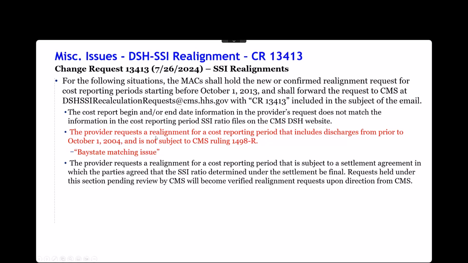If the provider requests a realignment for a cost reporting period that includes discharges prior to 10/1/04 that is not subject to CMS Ruling 1498-R. In other words, you didn't appeal that, you weren't part of that group appeal. Therefore, what CMS is telling us, which is some new information that I wasn't quite aware of at the time, is that since you weren't subject to that appeal, you don't get the benefit of that new base state matching issue that came out of the appeal. The ratios that are posted on the website, the realigned ratios, have the base state matching issue built in.